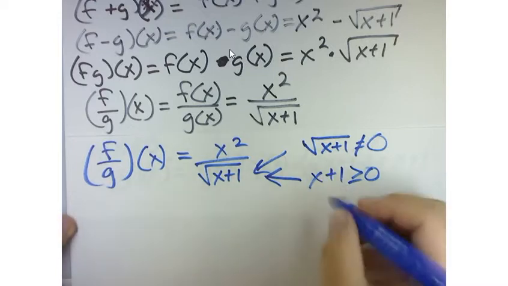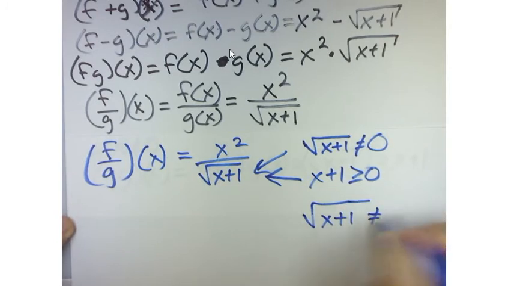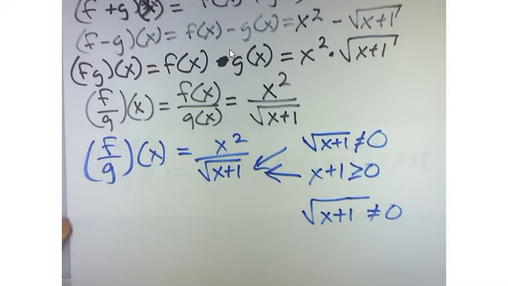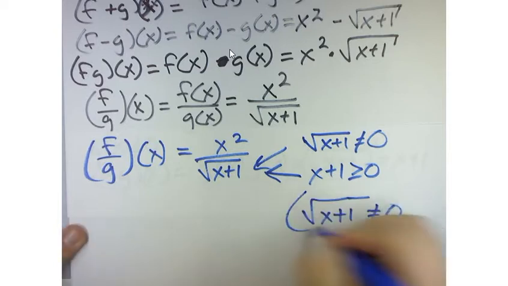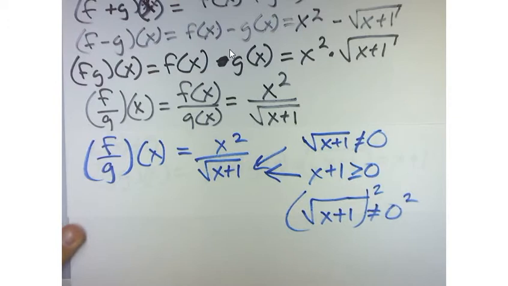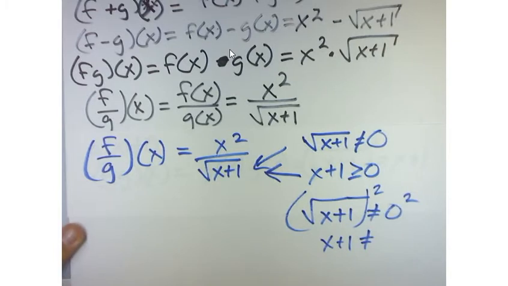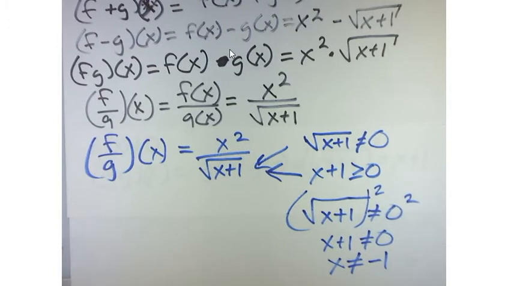Let's start with this first one. If I say the square root of x plus 1 cannot equal 0, our goal here is to solve for x. How do I get rid of this square root symbol? Square it. Whatever you do on one side, you do on the other. This becomes x plus 1 cannot equal, what's 0 squared out of curiosity? 0. x cannot equal negative 1.